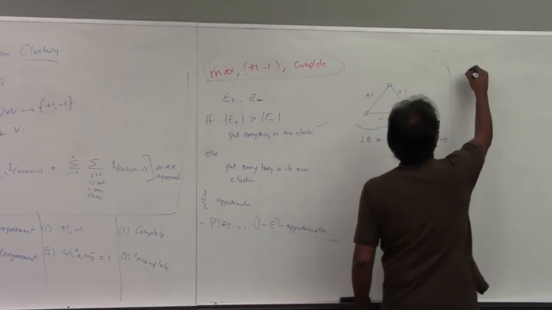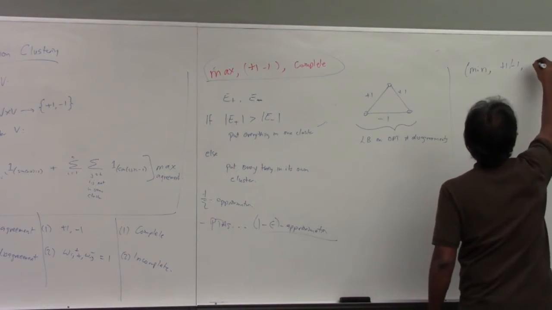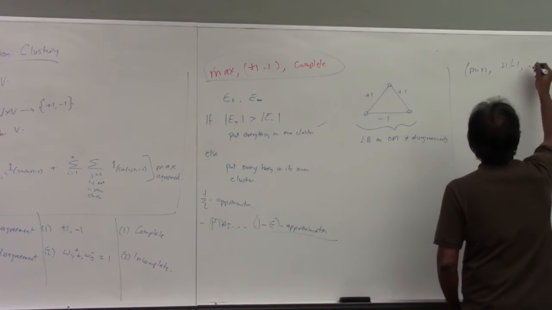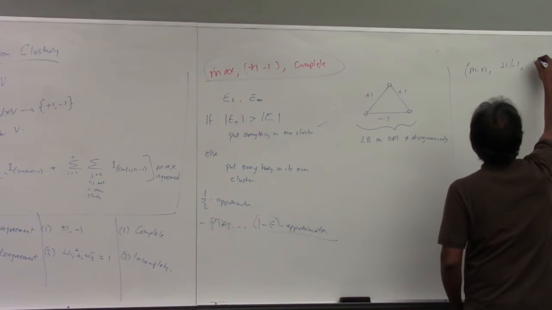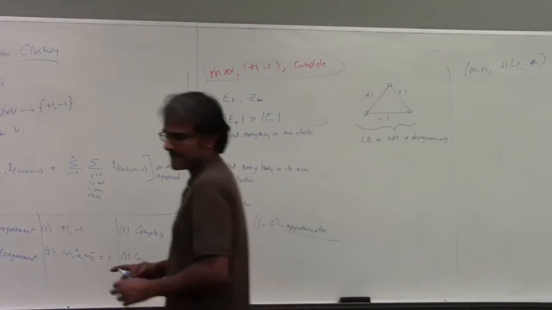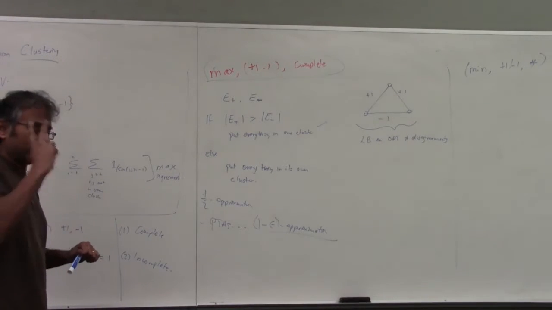So we're going to do min plus 1 minus 1. And again, it doesn't have to be complete, so it could be anything you want. And let me give you a simple algorithm that works in this case. We'll warm up with a simple algorithm that works in this case for 2 clusters.